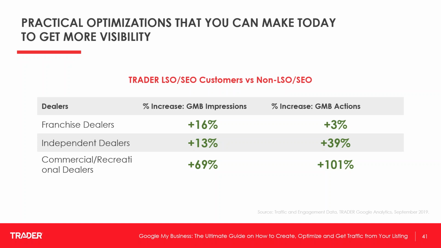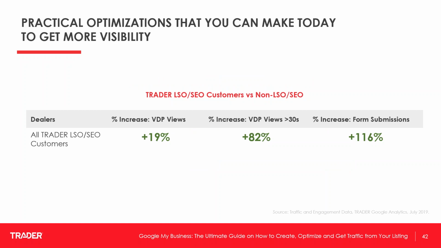For commercial and recreational dealers, RV dealers, boats, this sort of thing, 69% increase in impressions and 101% increase in Google My Business actions. So this is because maybe independent and commercial and recreational dealers aren't utilizing these features as much as franchise, but regardless, doing these things is going to boost your exposure and actions, and it's also going to increase your conversions. VDP views are up 19%. VDP views for 30 seconds or more are up 82%, and form submissions are double at 116% increase, just by doing these things that I've listed for you in this webinar.